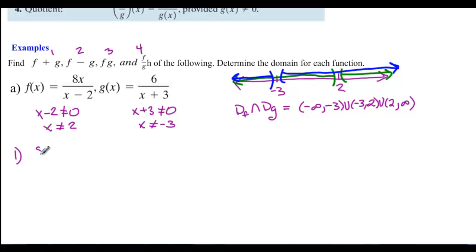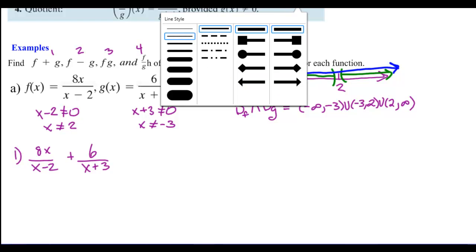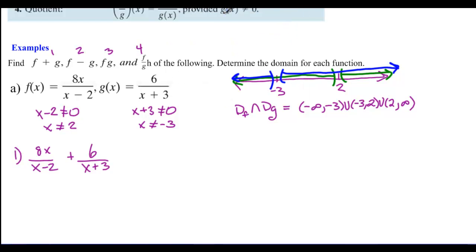So the addition, we have 8x over x minus 2 plus 6 over x plus 3. And so to combine these, because we have rational expressions that have different denominators, so basically that just means we've got big nasty fractions where the bottoms of the fractions don't match. We're going to make them match by getting a common denominator. And the common denominator is going to be x minus 2 times x plus 3. So this one is going to need an x minus 2 on top and bottom. And this one's going to need an x plus 3 on top and bottom.